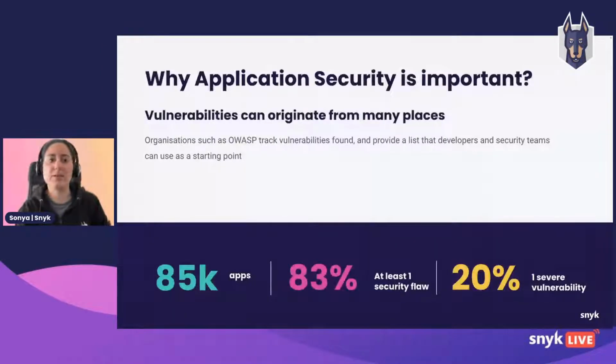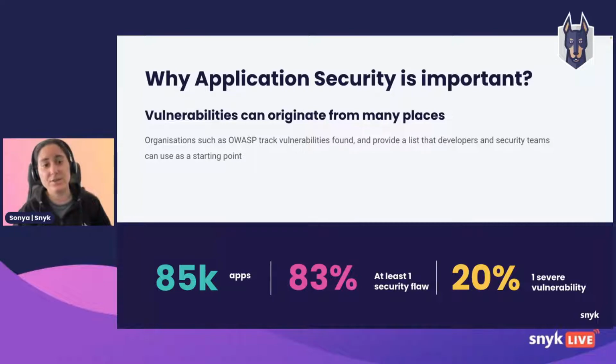So vulnerabilities can originate from something as simple as a configuration error or using a software component that contains a known vulnerability, which is why maintaining and improving application security is so important for businesses. One recent study revealed that out of 85,000 applications that were analyzed, 83% contain at least one security flaw, and of these, 20% have severe vulnerability. While we know that not all of these vulnerabilities necessarily present a major risk, hackers continue to refine their attacks by using ingenious workarounds to penetrate softwares.